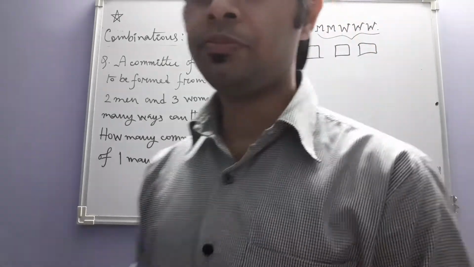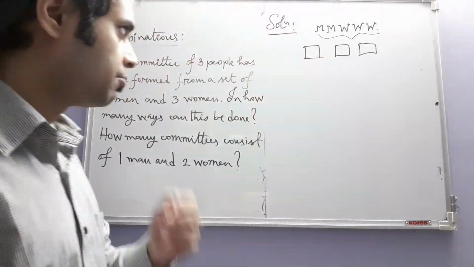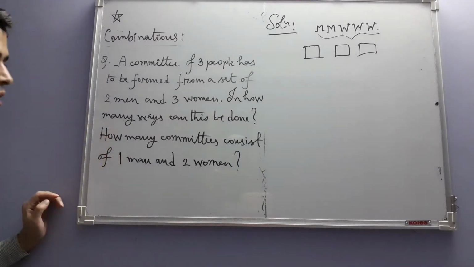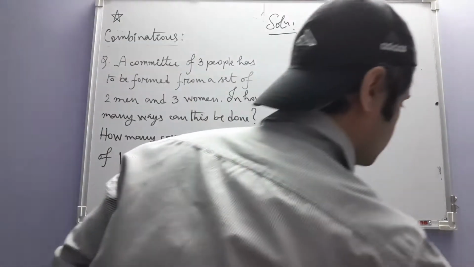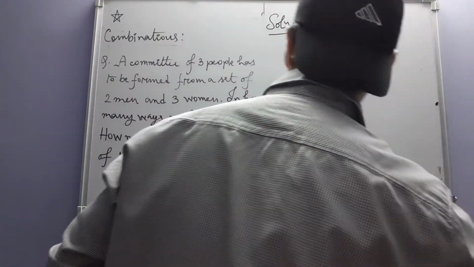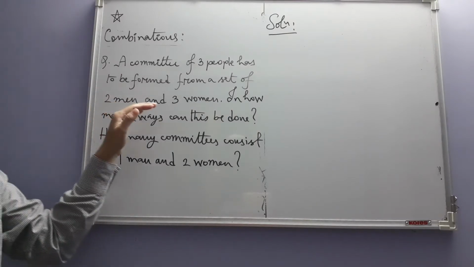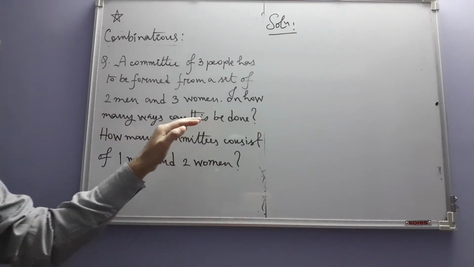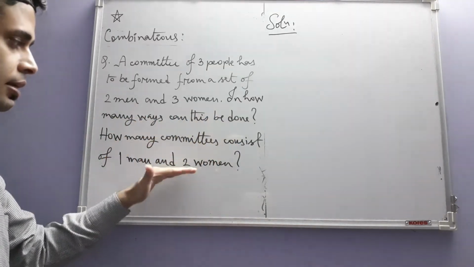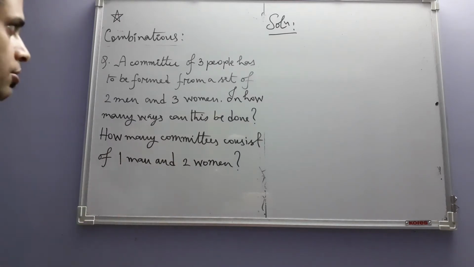Okay, so we resume our discussion of combinations with some problems. So this is the first one. It asks us to form a committee of 3 people from a set of 2 men and 3 women. It asks in how many ways can this be done, and then there is a second part to the question. So let us proceed to the solution.